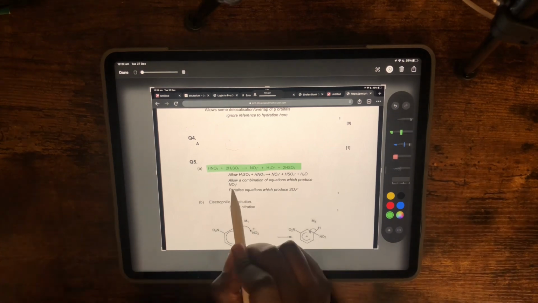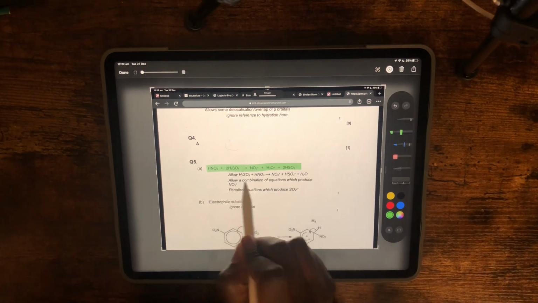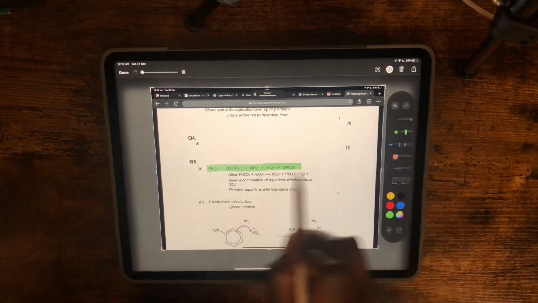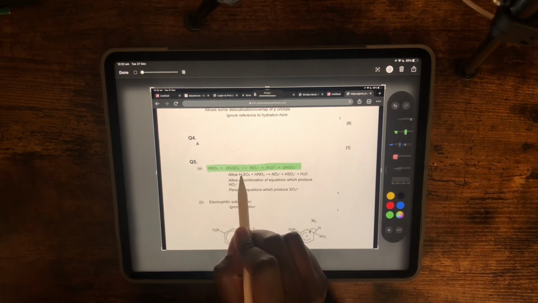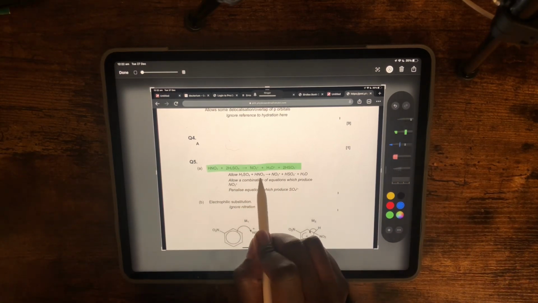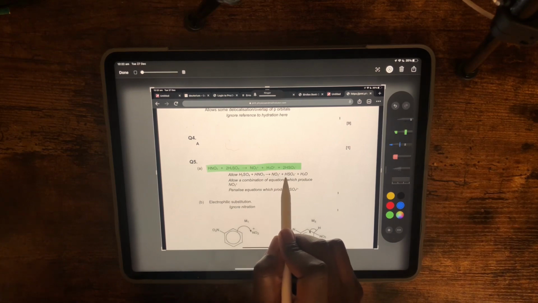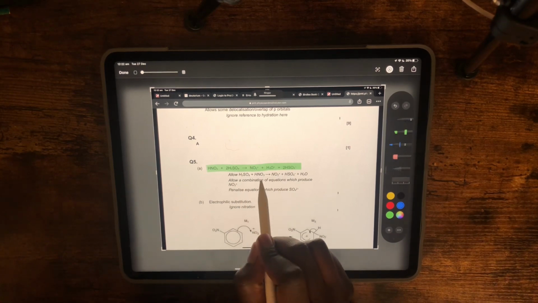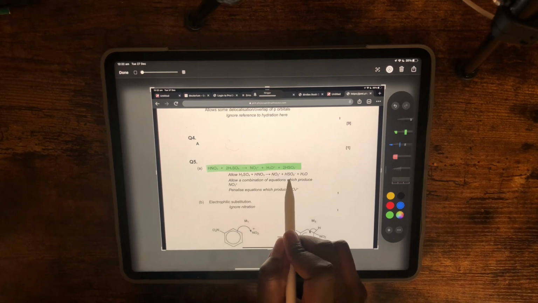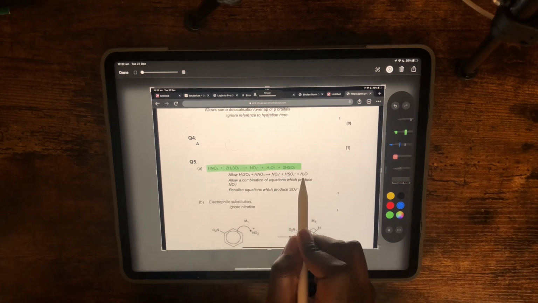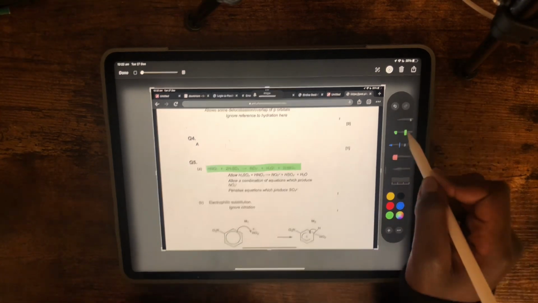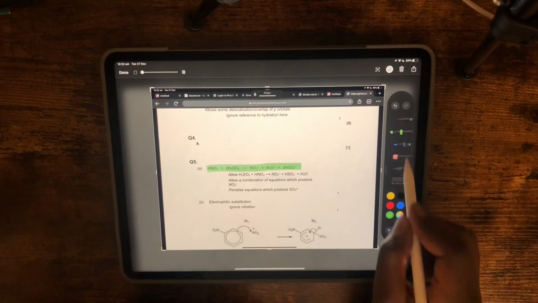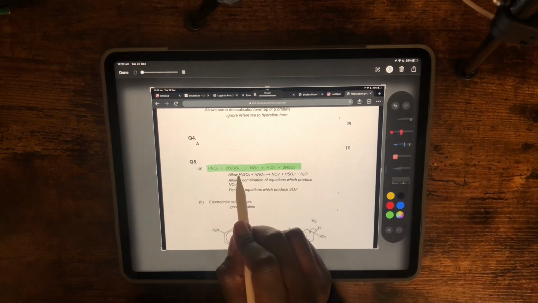But they do allow this one here, which is between H2SO4 plus HNO3 goes to NO2+ plus HSO4- plus H2O. And this one here is because of two half equations.